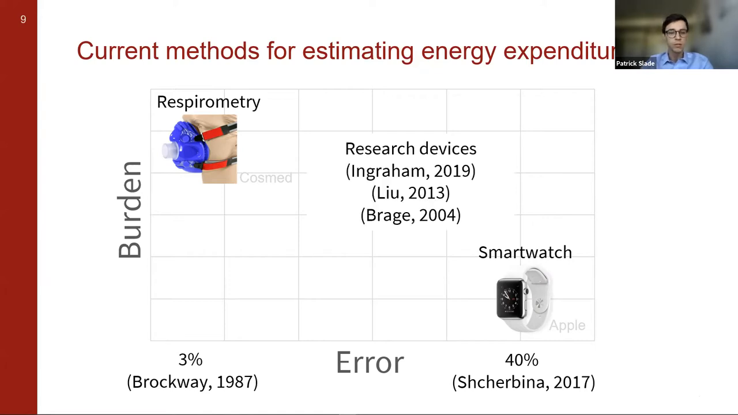In between these solutions, we have research devices, and we won't talk about these in depth, but basically they're different sets of sensors trying to improve accuracy, but also maintain portability, and they fall along the line between the smartwatch and the respirometry system here. But what we'd really like to be able to do is to have a new Pareto frontier where we have both low error and really low burden to wear the device. So this star would be an ideal solution for us.